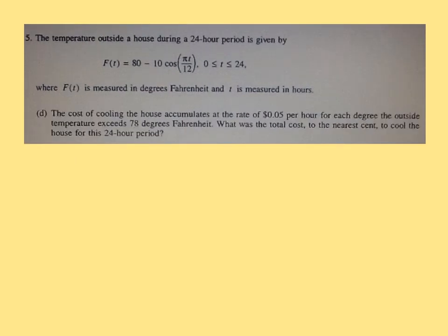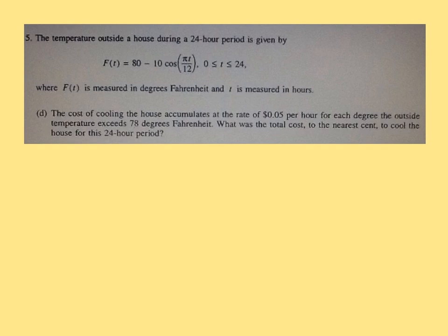And finally, part D of this question: the cost of cooling the house accumulates at the rate of 5 cents per hour for each degree the outside temperature exceeds 78 degrees Fahrenheit. What was the total cost to the nearest cent to cool the house for this 24-hour period?